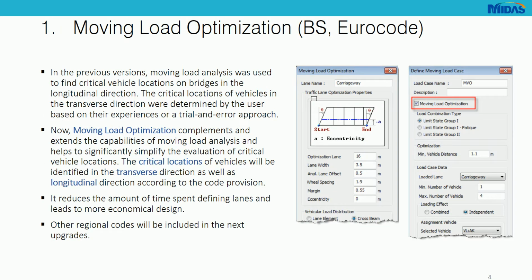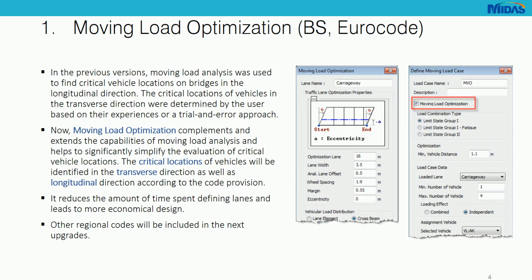One of the major improvements with this release is the changes made to the moving load analysis. What has changed now is that we have added the so-called moving load optimization. What this does is basically it allows us to define the carriageway by using only one lane definition. In the past, when we wanted to define the notional lanes, we needed to define each one of them independently.